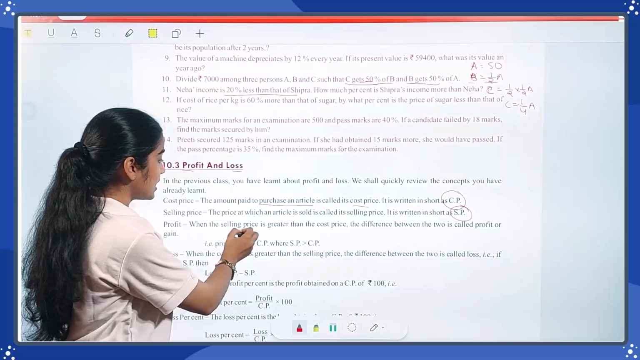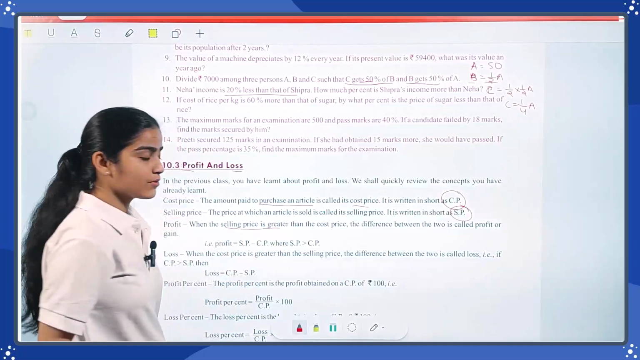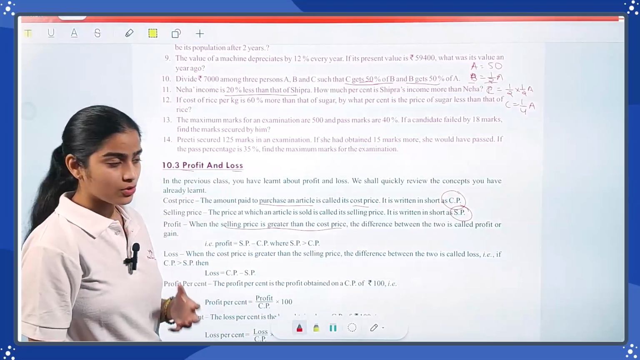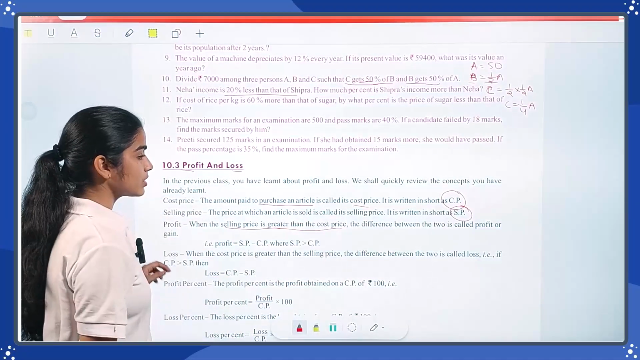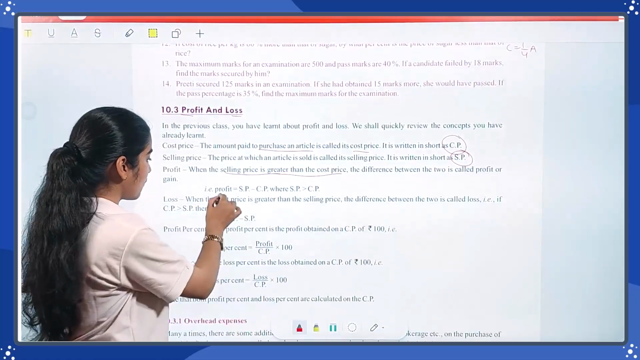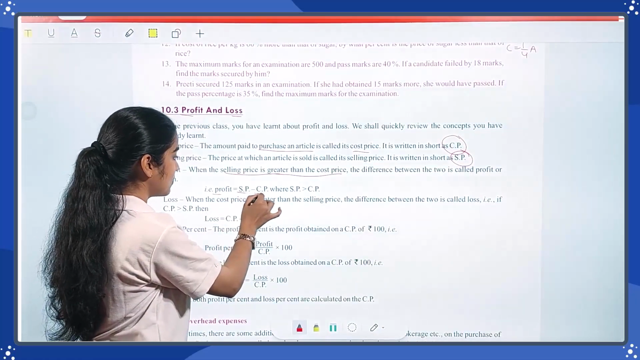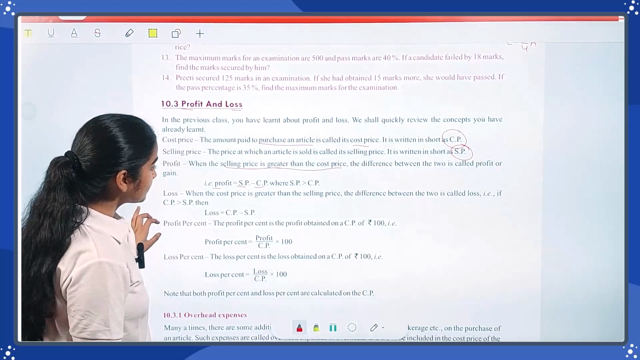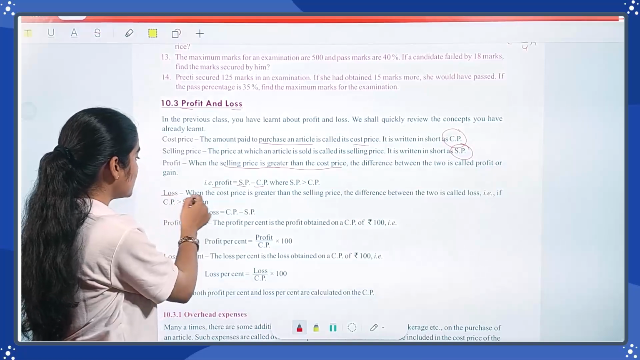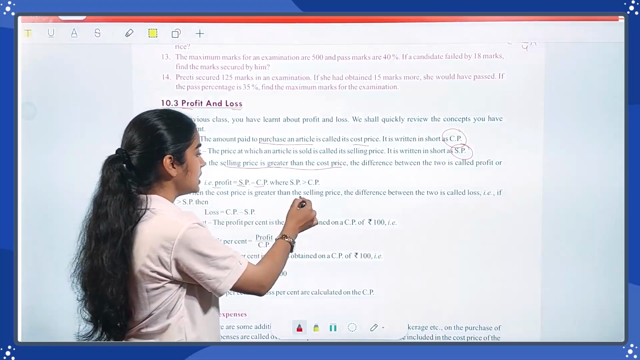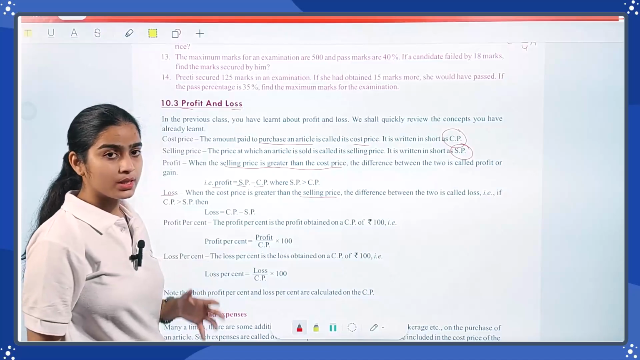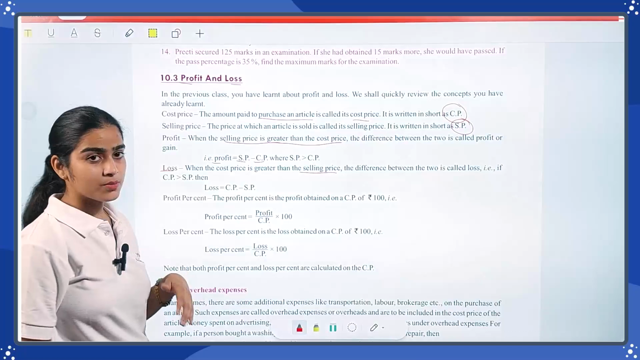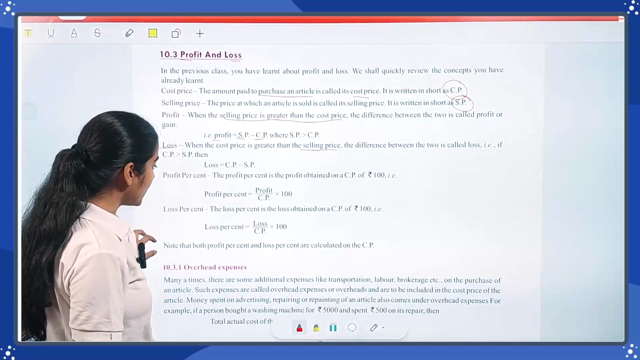Now profit. When the selling price is greater than cost price, it is referred to as profit. The difference between the two is called profit or gain. So profit is equal to selling price minus CP, and CP is always smaller than selling price. Loss means when the cost price is greater than the selling price. The difference between the selling price and the cost price is referred to as loss, and in this case your cost price is greater as compared to SP.